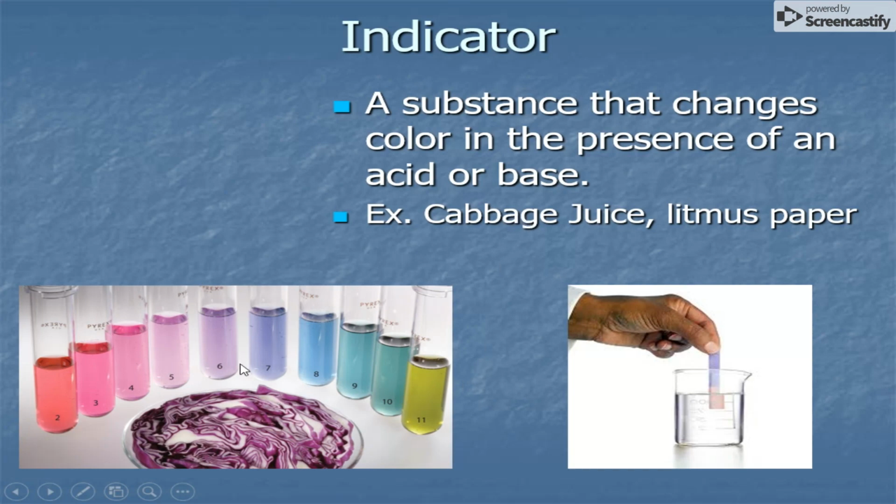And so if you put cabbage juice into, let's say some lemon juice, it'll turn pink. But if you put that same cabbage juice in a cleaning solution, like bleach or something, it'll turn yellow. And you can kind of see how it changes color based on the pH of the liquid. Okay, so the indicator is a substance that changes color in the presence of an acid or a base.